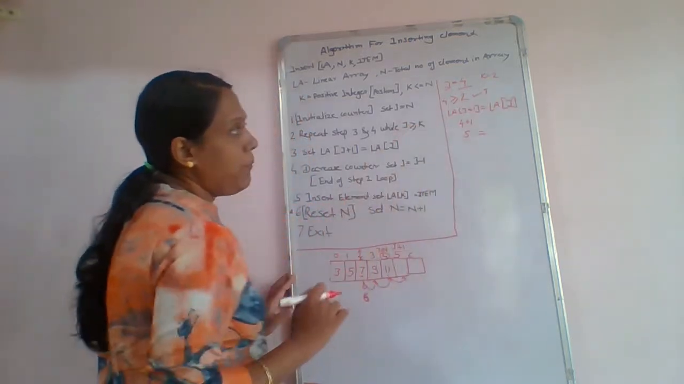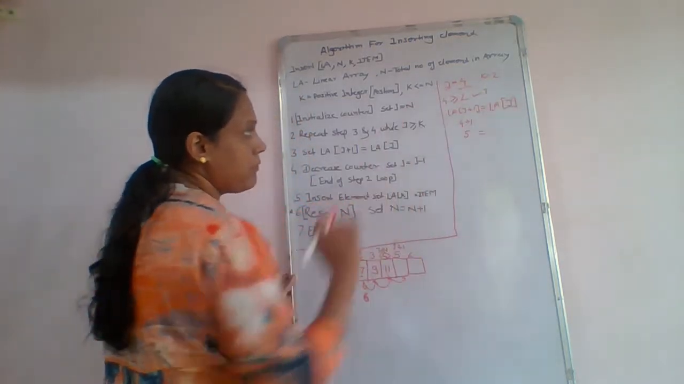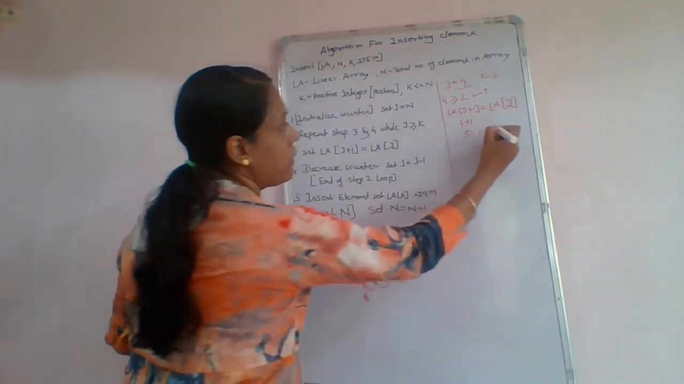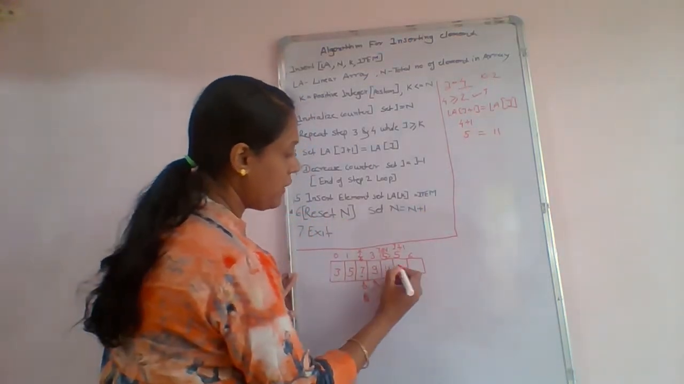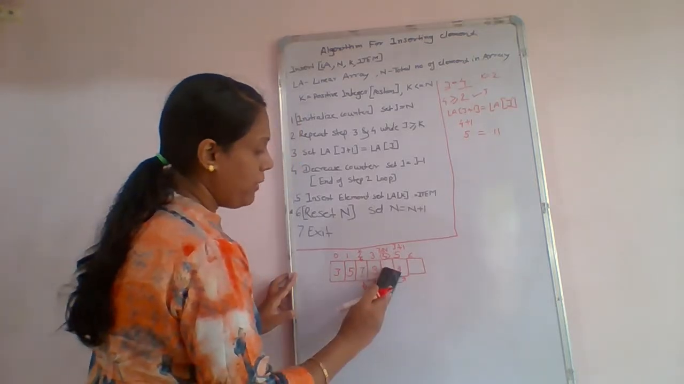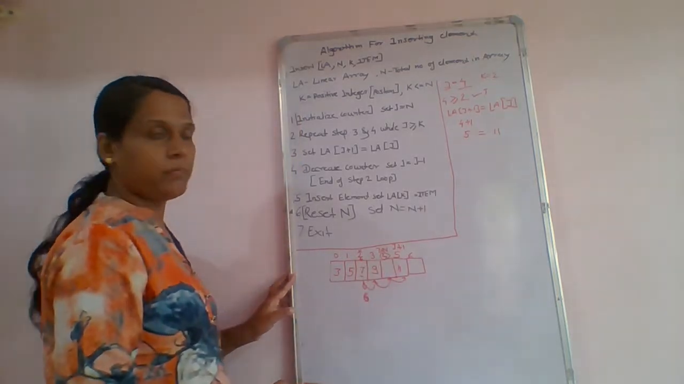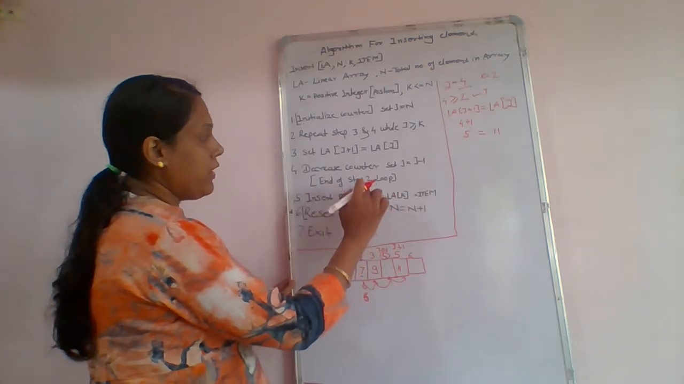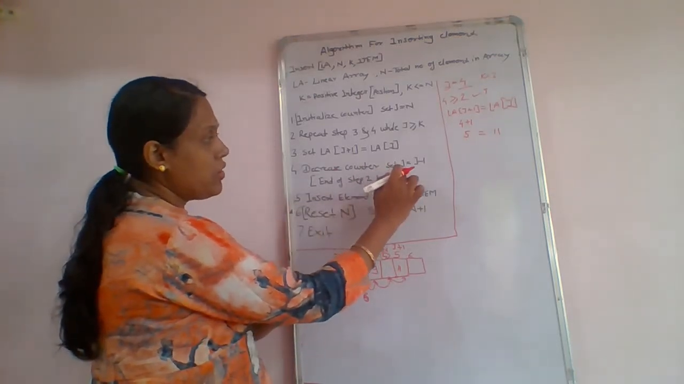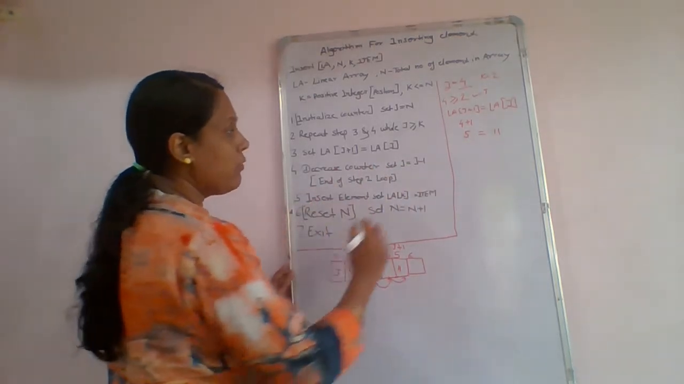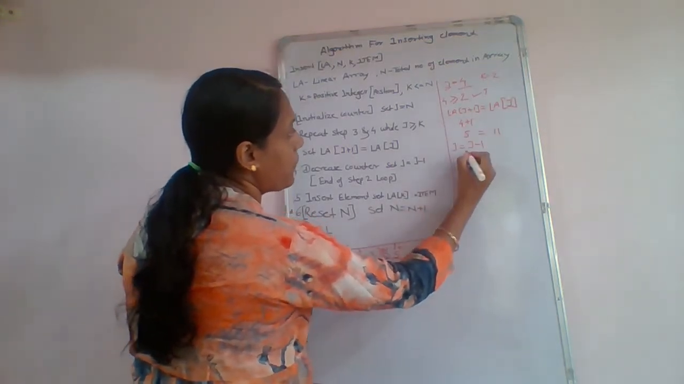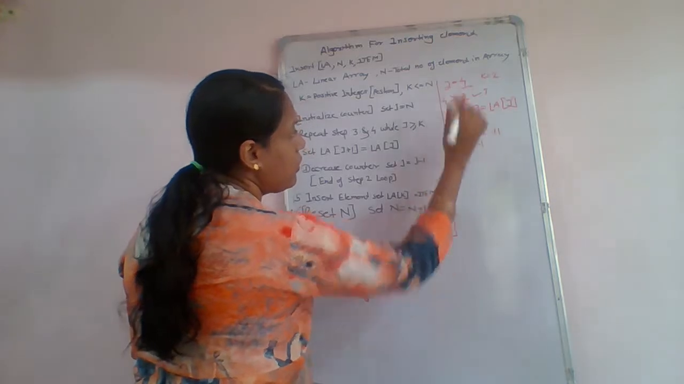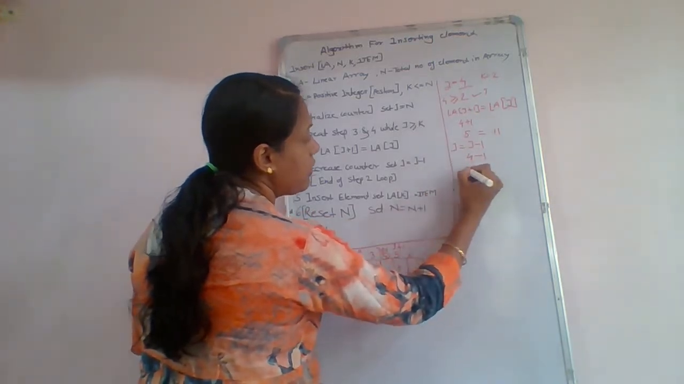And which is the element at the position of j? That is 11. So 11 is shifted over here. So 11 becomes here and now this position becomes empty. Then the next step: decrease the counter. j equals j minus 1. What is our j? 5. That is 4, 4 minus 1, 3.